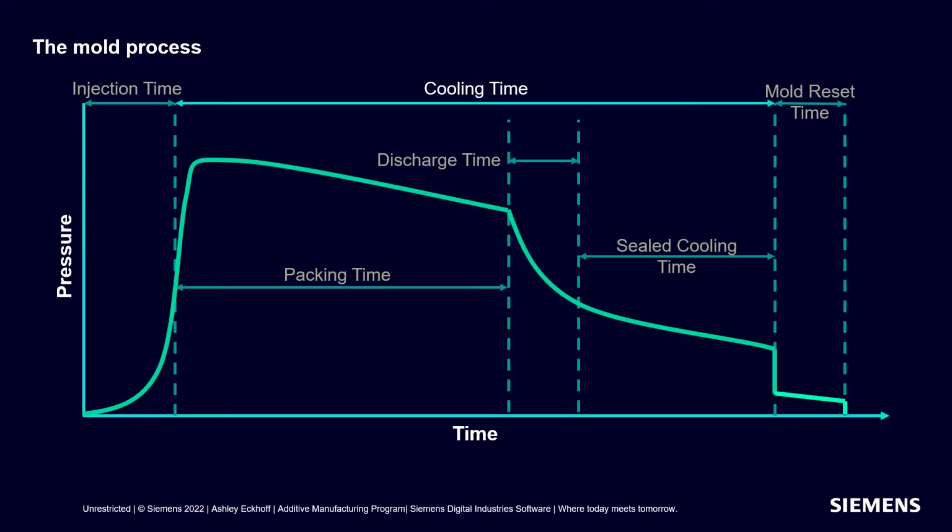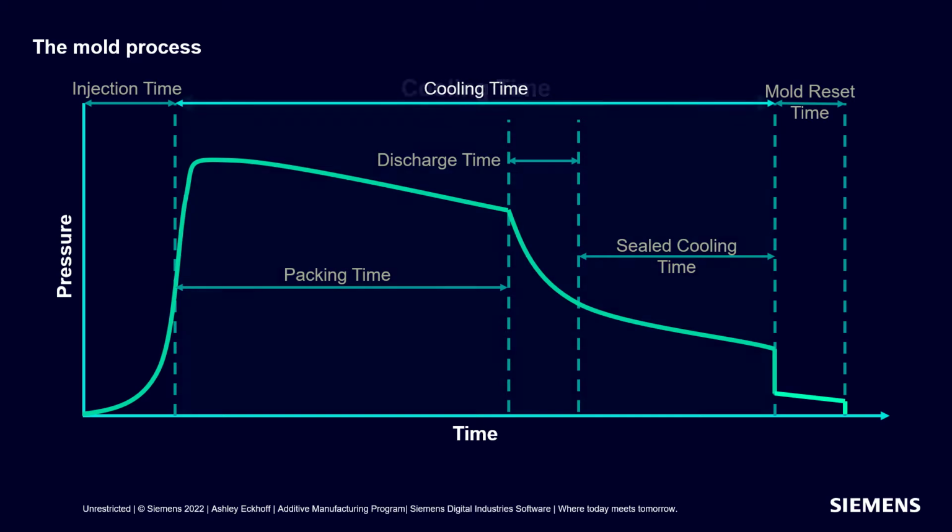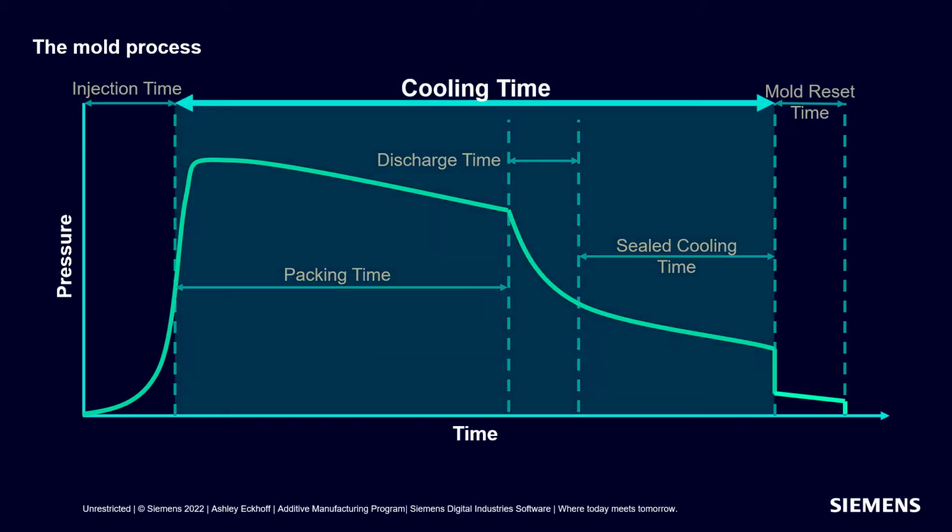Before we talk about designing printed molds, we should talk briefly about the molding process. Here we see a chart showing roughly the stages of the molding process, including injection, packing, discharge, cooling, and resetting of the mold. What you will notice is that the time one cycle of the mold takes is dominated by the cooling time. This is where conformal cooling channels normally come into play.